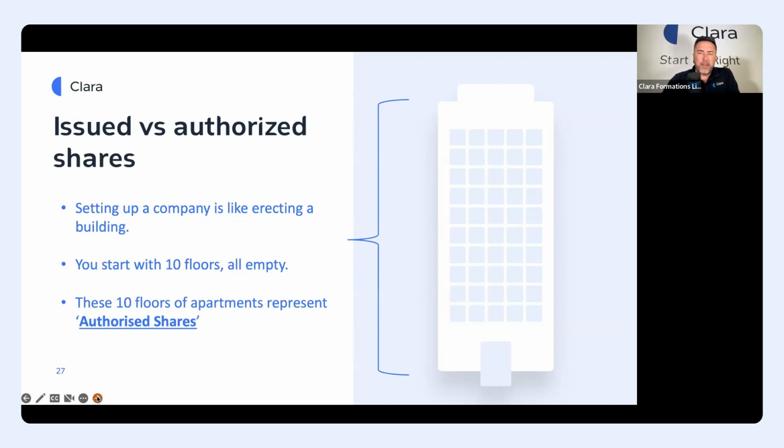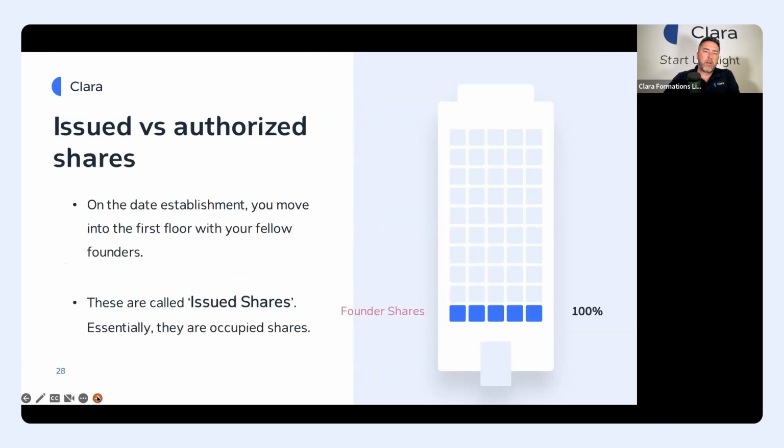So when you set up a company, you've got to think of it like a building, a 10-story building. That building, when it gets started on day one, has 10 floors of authorized shares. Just think of authorized shares as a whole set of apartments in a 10-story building. On day one, you're going to say the ground floor is the founder's shares. So they're the issued shares. They're the shares that you're going to get on day one. And when you look at who's occupying the building, you don't need to worry about the 9 floors above. The occupants are all on level 1 and they own, in theory, or occupy 100% of the building.